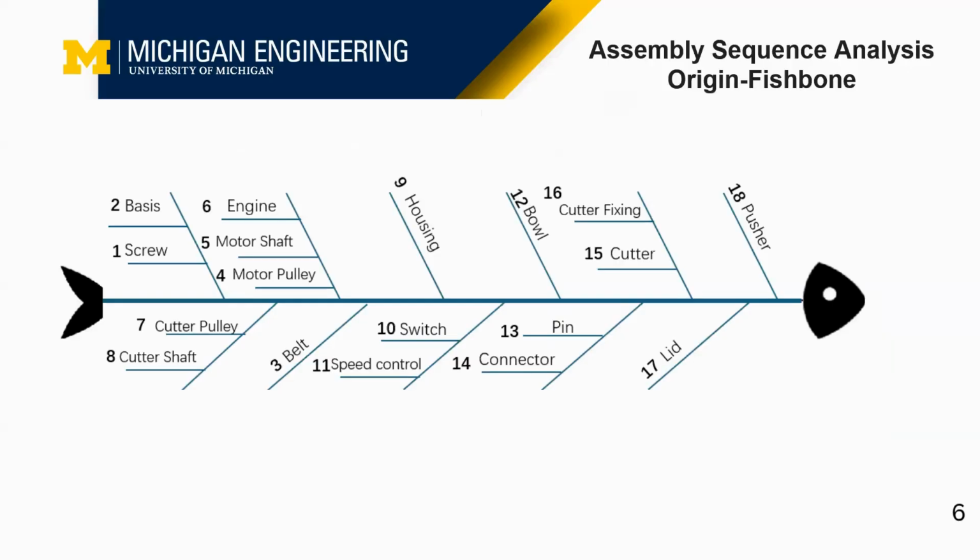The drive is built on the bases by fixing the motor, then adding the motor shaft and motor pulley. The housing is then installed, after which the upper transmission is completed by inserting the cutter, pulley, and cutter shaft, finally closing the belt loop. Afterwards, the electrical parts are added, and the final assembly would be the bowl, which includes the bowl, connector, the pin, the cutter fixing, the lid, and the pusher.